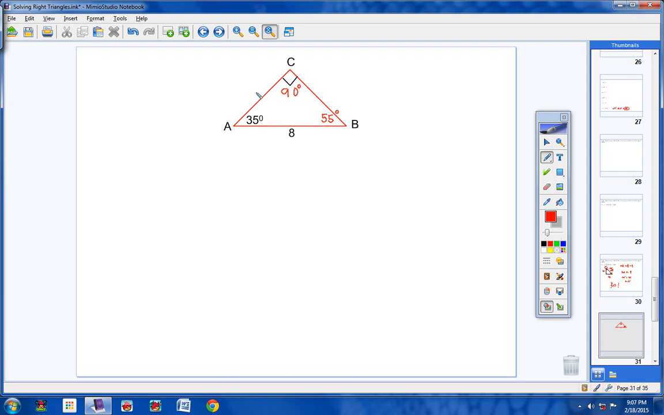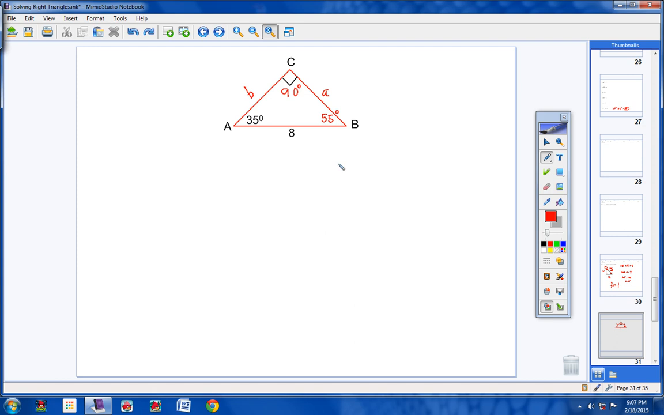Now, I have to find this side here. I'm going to call it side little b, because it's across from B. And I'm going to call this side here little a, because it's across from A. I have to find the measurement of this side and the measurement of this side. Now, how in the world are we going to do that?